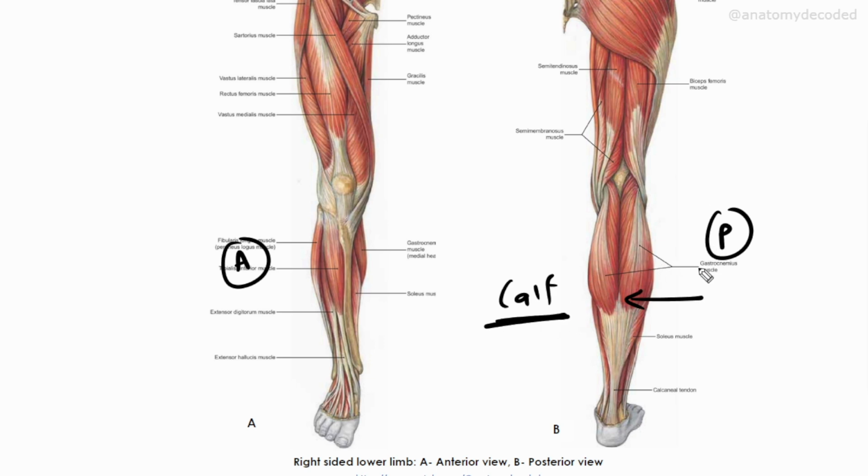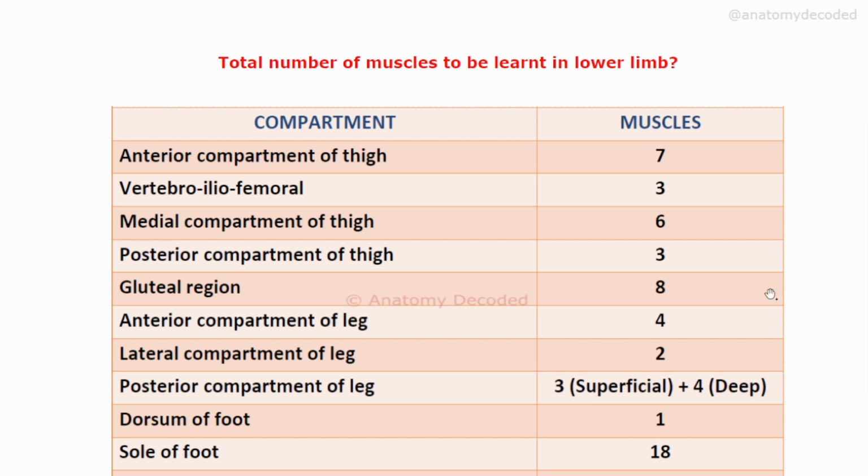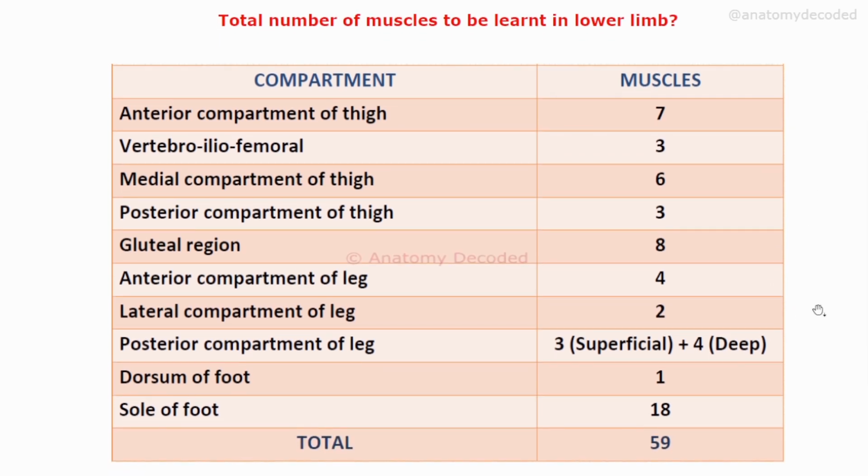The muscles that we can see here, this is the gastrocnemius muscle. There is a muscle deep to it called the soleus muscle. They form the bulk of the calf. And there are a few muscles deep to it. We'll see all of them. So the total number of muscles in this region is shown in this table. We'll be learning about the 3 superficial muscles and 4 deep muscles.